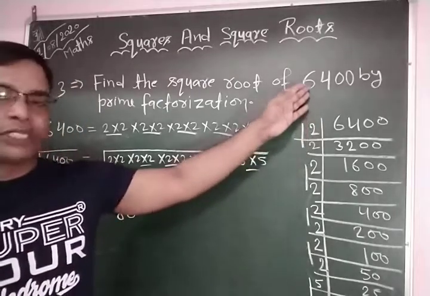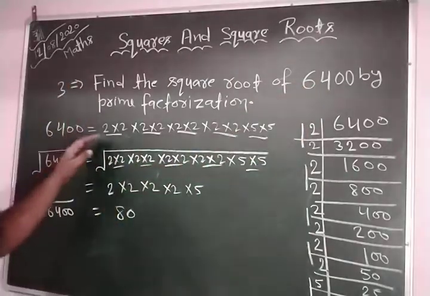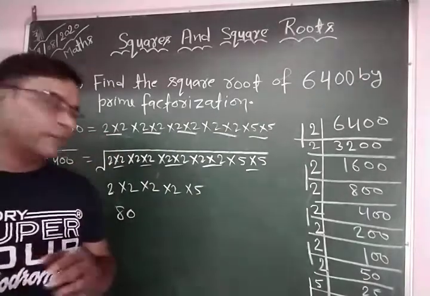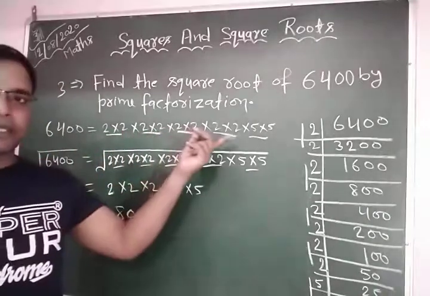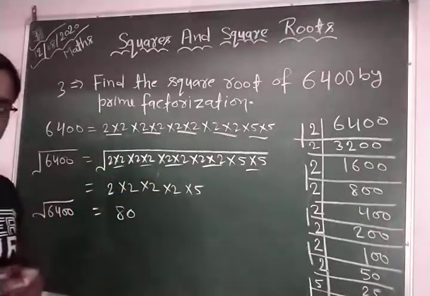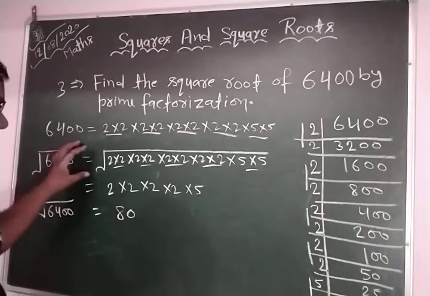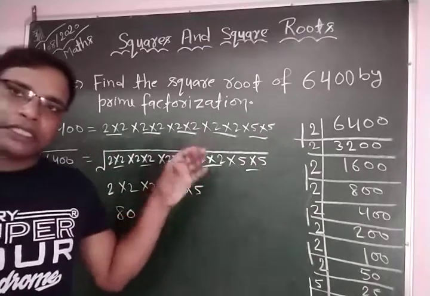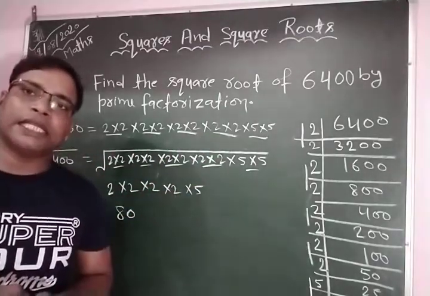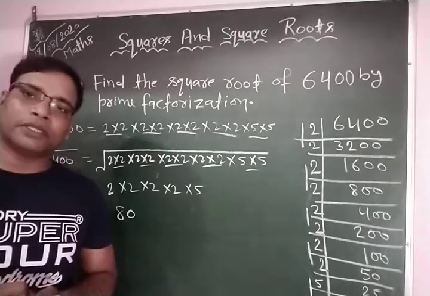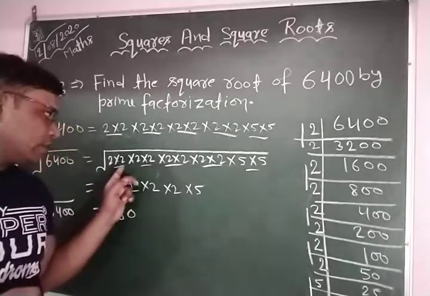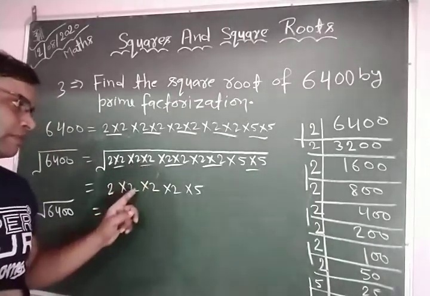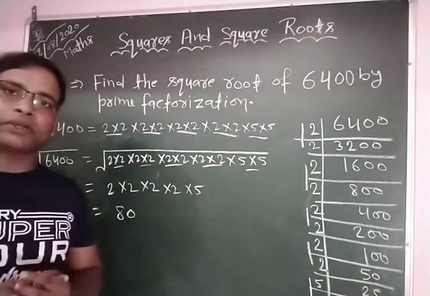For this number 6400, we find the prime factors. We write this number as a product of prime numbers. You can see here this is a product of prime factors, okay. And for the square root, we write both 6400 and the product of prime numbers under root. And after this we select one prime number from each pair. Here you can see the first pair, so we select one prime number here. In this pair we select one prime number, okay. So in this way we find the square roots.